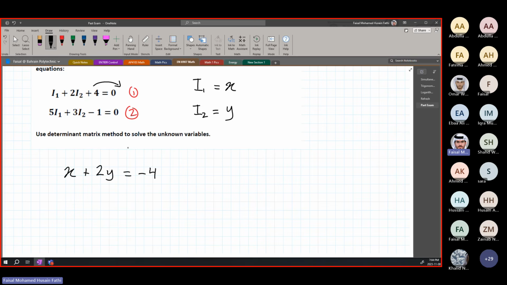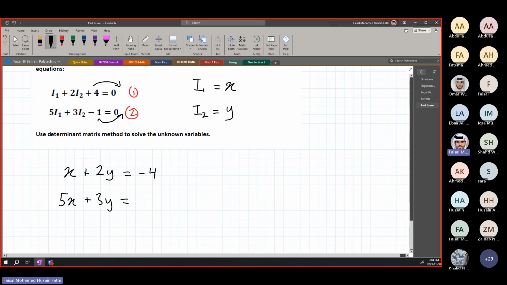All I did was take the 4 to the other side, and I'm doing the same thing with minus 1, and equation 2 will be 5X plus 3Y is equal to 1. Okay, in the exam you can do this: say I1 is equal to X and I2 equal to Y, for two reasons.